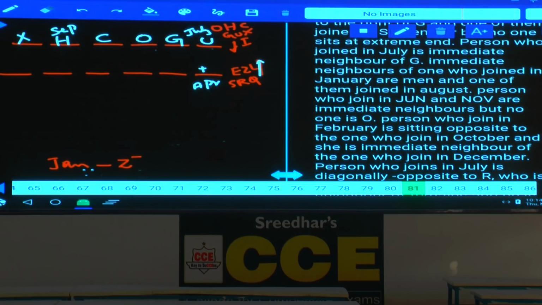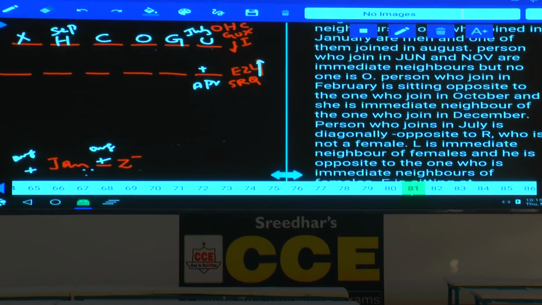The person who joined in July is an immediate neighbor of G. Immediate neighbors of the one who joined in January are men. That means the adjacent persons to Jan are men, joined in January and men. And one of them joined in August. One of them joined in August means either this person is August or this person is August. That means Jan and August are adjacent to each other.